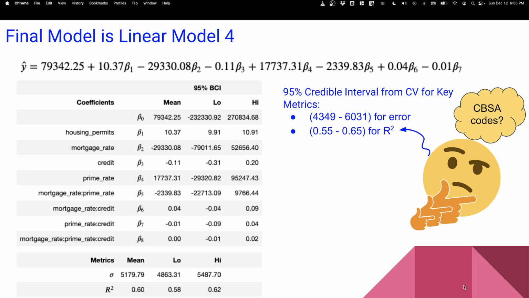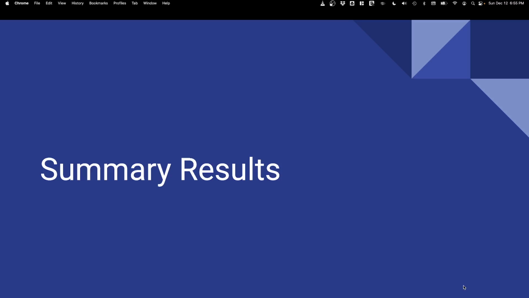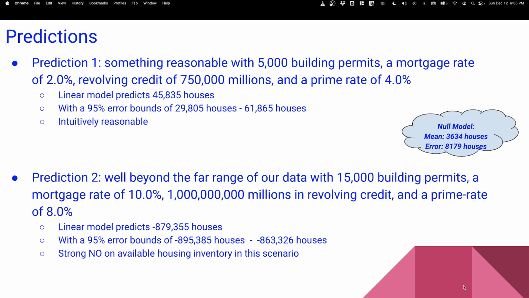And it's like, why is this happening? And probably the best answer right now is the lack of capturing the CVSA codes correctly, essentially just abstracting across them instead of doing some additional work to regionalize those. So let's go into the summary results. We identified that things probably could be improved with future analysis, but let's do some predictions with our best model.